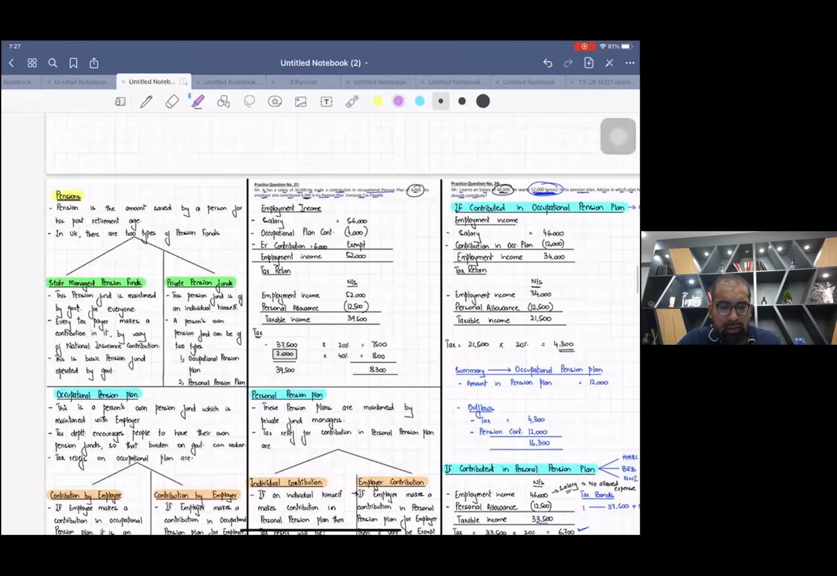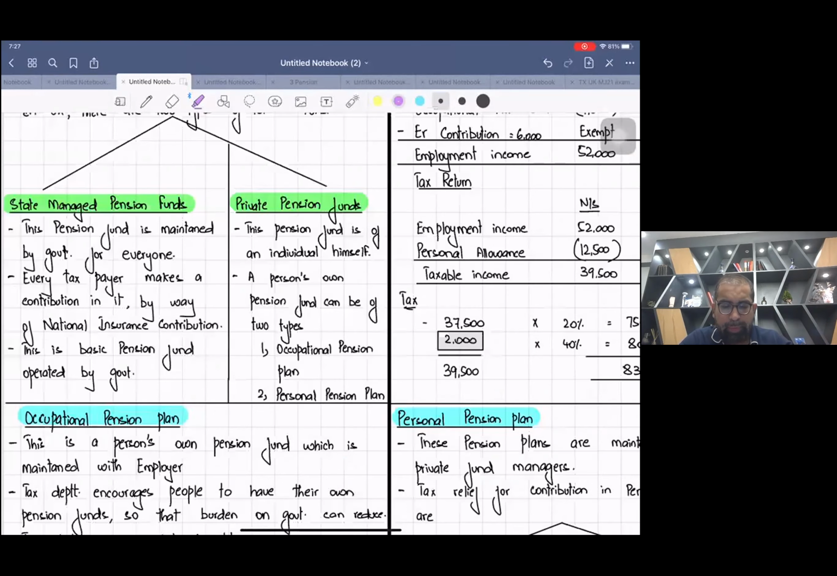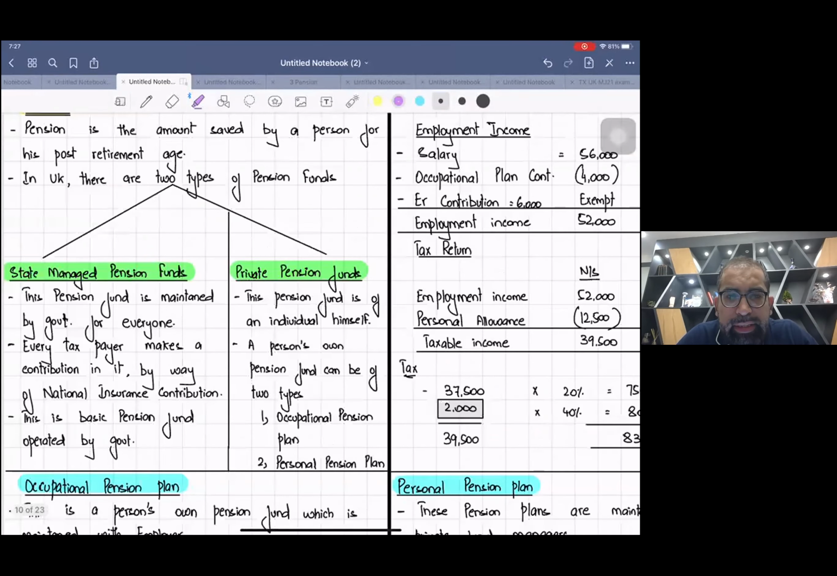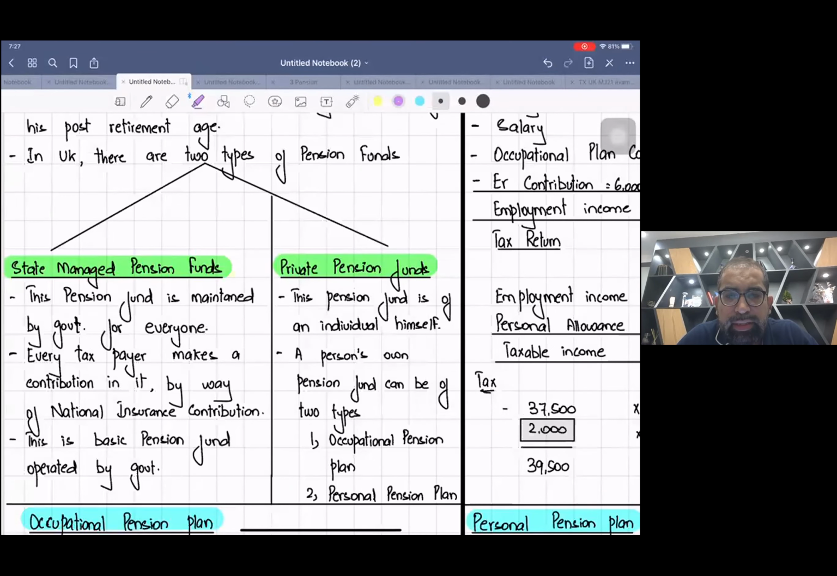First of all, there are two principal types of pension funds. One is state managed, and second is private pension funds. Okay, state managed pension fund means that is a mandatory thing, like NIC, national insurance contribution. Right now we are not going to discuss NIC, and that NIC thing is mandatory. There is no option. You have to contribute at any cost.